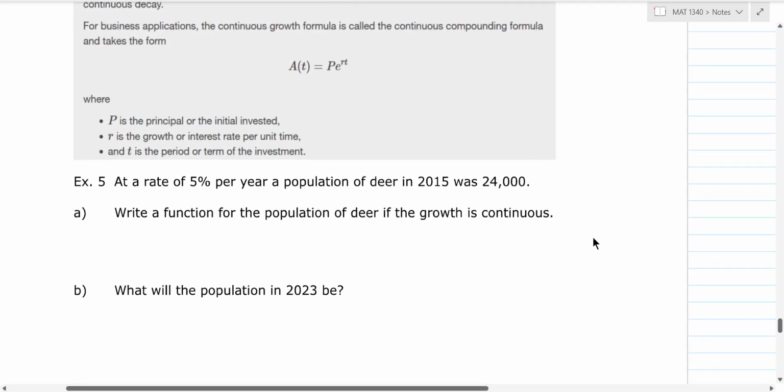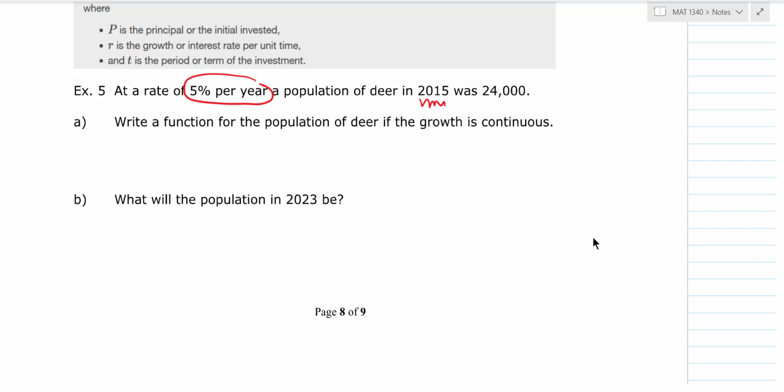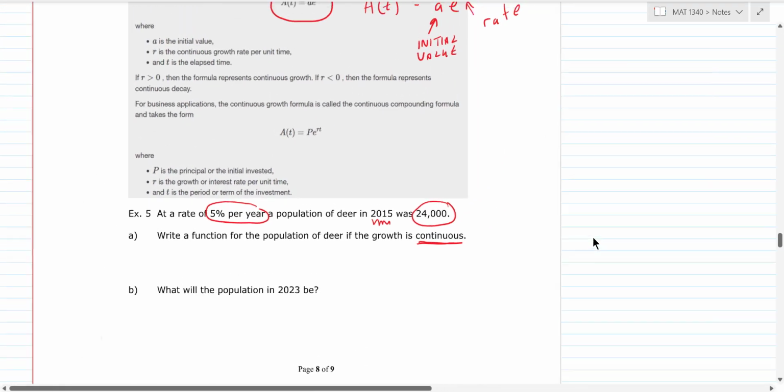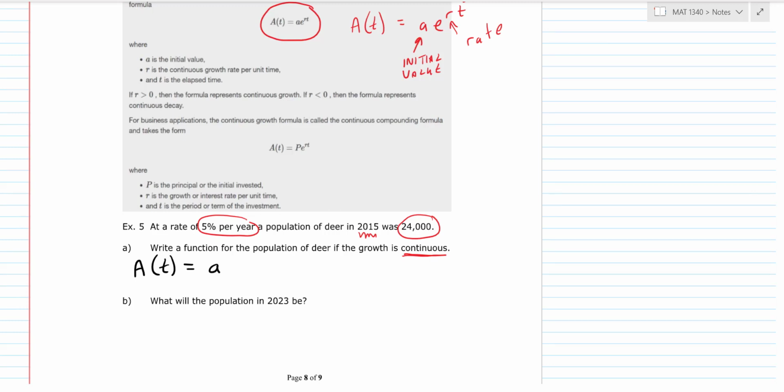Okay, all right. So let me go down to the bottom here and show you what you need to do on this. This one says that you have a rate of 5% per year. And basically it says in the year 2015, this is the population of deer, which was 24,000. We're going to write a function for continuous compound growth on this. So what you want to do to start with is just write down the formula that's at the top of the page. Just write down A of t is equal to A e to the rt like that.